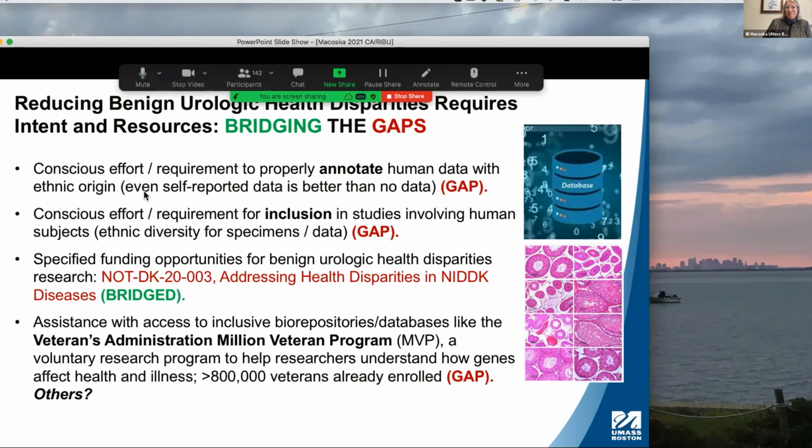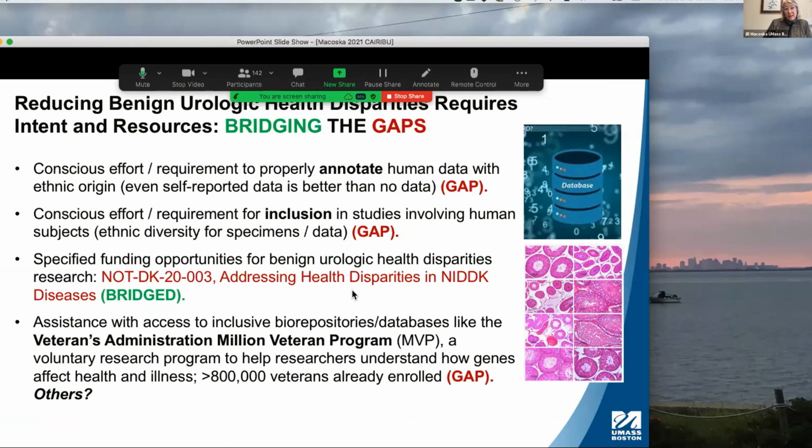And by that I mean, we have to make a conscious effort and perhaps even a requirement to properly annotate human data with ethnic origin. This is not done nearly as much as it should be, and even self-reported ethnic data is better than none, and that is a definite gap that we need to address. So our databases do not have the data there that they should. We need a conscious effort and requirement for inclusion in studies involving human subjects. We need to have ethnic diversity represented in the specimens and data that we are able to use, and we don't have that, so that's a gap.